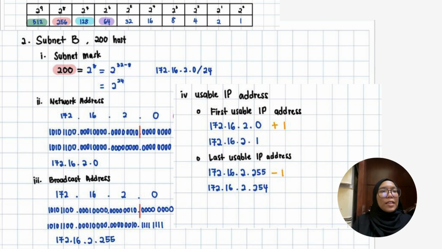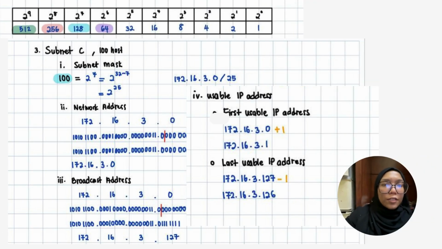Okay, for the usable IP addresses, the first usable IP address, we take from the network address 172.16.2.0 and plus 1, which will be 172.16.2.1. And the last usable address, we take from the broadcast address 172.16.2.255 and minus 1. So it will be 172.16.2.254.